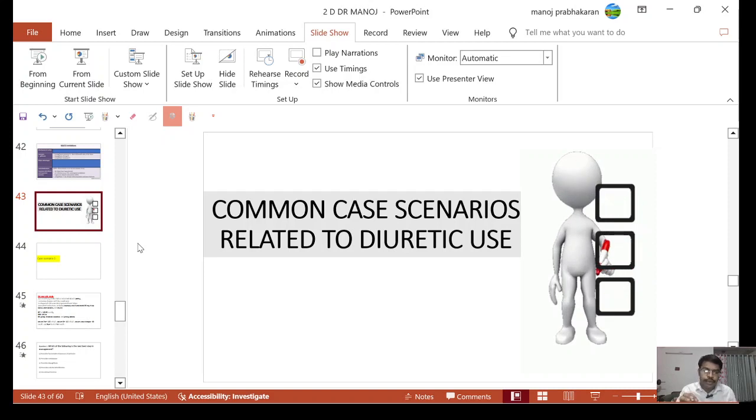This we will try to sort out, or the understanding will be made better by seeing a series of classical cases. In this case series, we'll start with case 1 today. There are 6 cases. Once you understand case 1, the remaining 5 cases we will see in another video. So that is why I am starting the slide from 43.